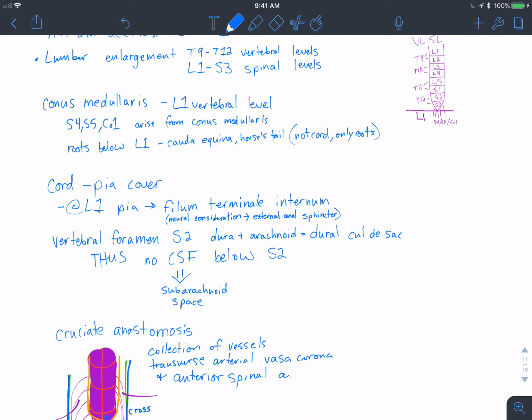Now, once we get down to S2, though, right, we have that dura and arachnoid mater coming together at the dural cul-de-sac. So when that comes together, remember in that subarachnoid space we had that cerebral spinal fluid. So at S2, when that comes together and we get the dural cul-de-sac, you're not going to want to do a spinal tap below that, right? Because you're not going to get any CSF. So it'd be kind of silly.